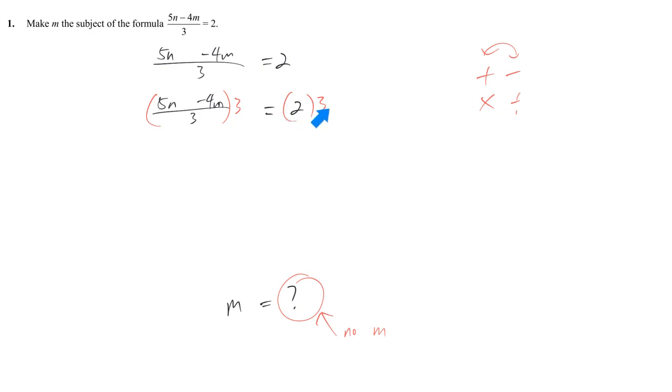At the same time, you have to times 3 on the right hand side also to keep left and right the same. So now 3 divided by 3 will give you 1, and everything divided by 1 just becomes the same thing. That's why 5n minus 4m is left on the left hand side. 2 times 3, we just work out the answer in our brain. It is 6, so I replace it by 6.